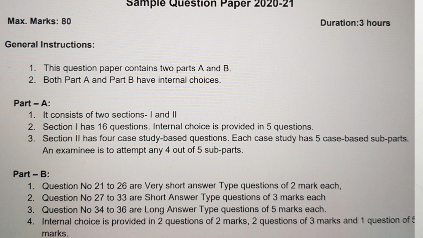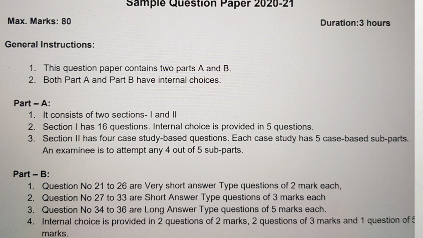Section 1 has 16 questions of 1 mark each. Internal choice is provided in 5 questions of 1 marks. Section 2, the most important, has newly introduced 4 case study questions. Each case study question has 5 case-based subparts, and the examinee is to attempt any 4 out of the 5 parts.